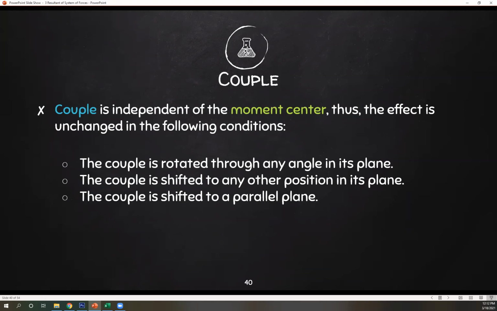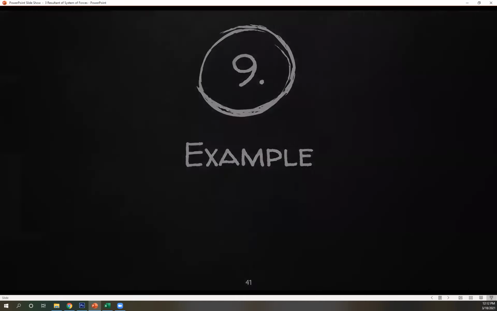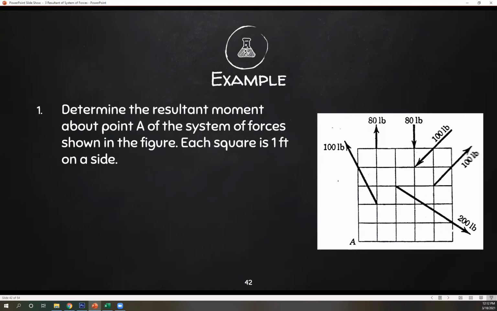Also, no matter where you place your couple in the system, its value is also the same. Even though it's rotated, even though it's shifted in position, and even though it's shifted to a parallel plane, the effect of your couple is still the same. So let's have a few examples for that. Let's start with number 1.